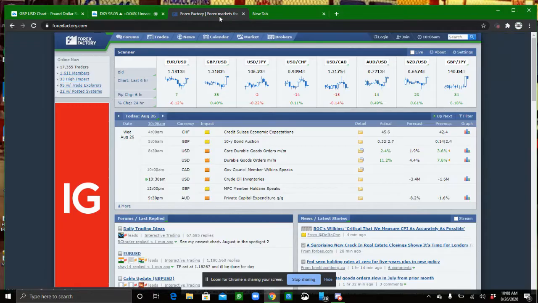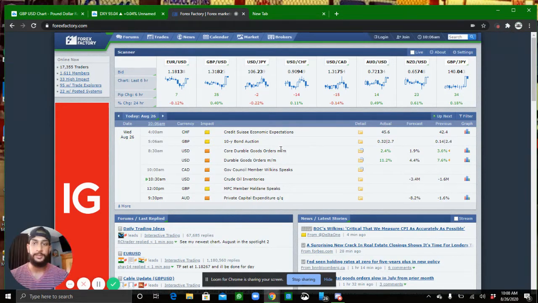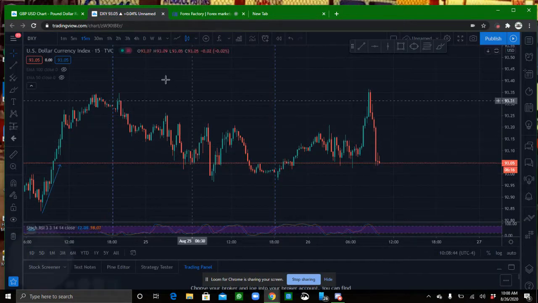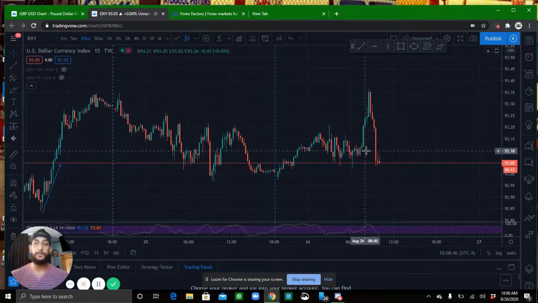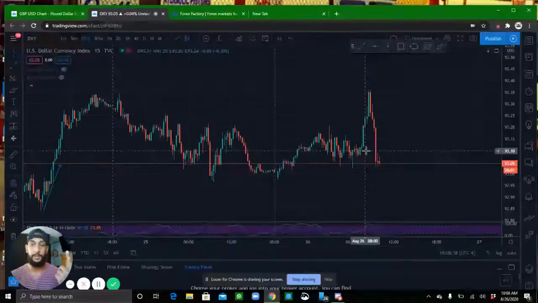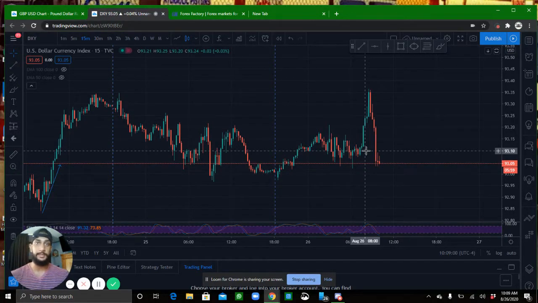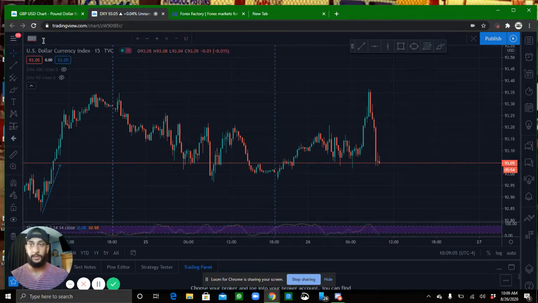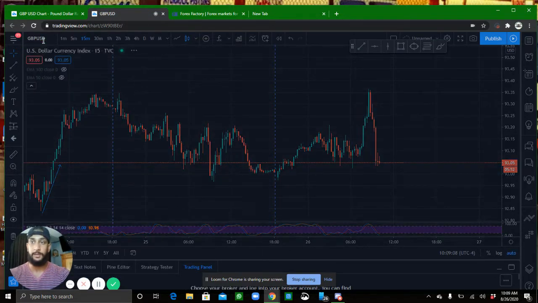Number one, there was no news that affected the market today, right? So we had no high volatility for USD and no high volatility for GBP. So this is the United States dollar. The correlation between the dollar and GBP: if the dollar is going down, that means XXX USD pairs are supposed to go up and USD XXX pairs are to go down. So GBP USD would be an XXX USD pair, right?